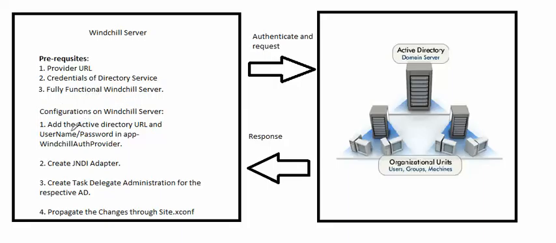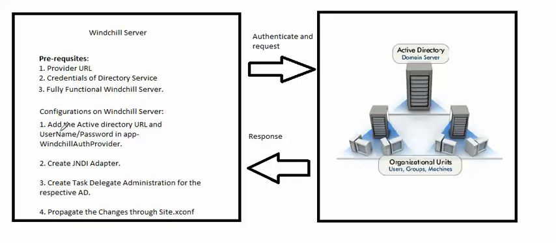Here we need to provide, as I said prior, the Active Directory URL and the credentials to our Apache web server. In Windchill we use Apache as a web server. So we need to make sure that Apache has these credentials and the information so that it can authenticate.